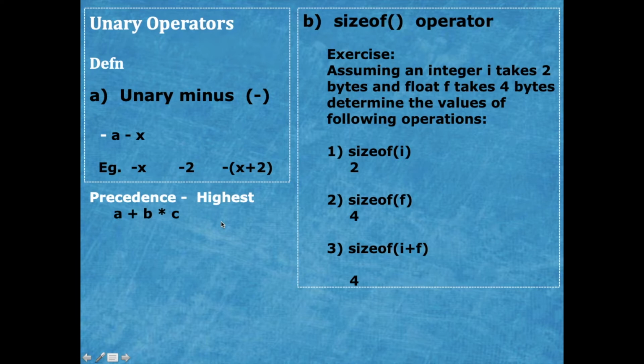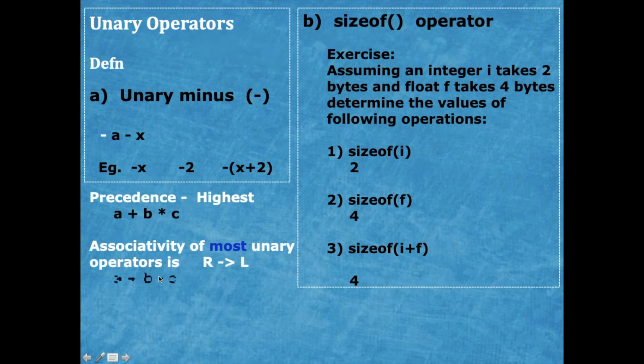Okay. Moreover, the associativity of most unary operators is right to left. First, we'll talk about this right to left, and then we'll talk about the word most. So have a look at this particular expression. Again, in this expression there is no unary operator, but let's understand the meaning of associativity. In this expression, there are two operators, addition and subtraction, and they have same precedence. But the associativity of addition and subtraction is left to right, which means that out of these two, plus will be done first and minus will be done later.